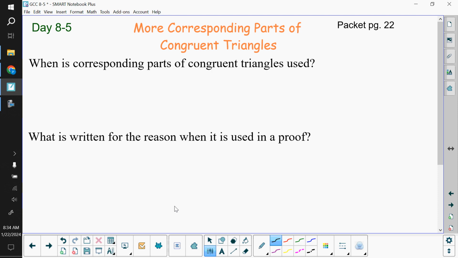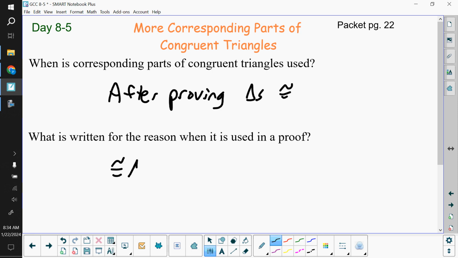So if we flip over to page 22, when do we use our congruent triangles implies congruent corresponding parts? And because it starts with congruent triangles implies, that tells us the answer to this. So we would use it after proving triangles congruent. And our reason that we write is the one from our card: congruent triangles implies congruent corresponding parts.